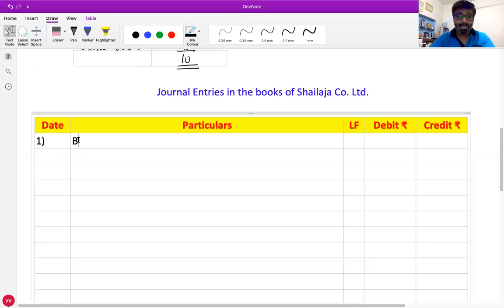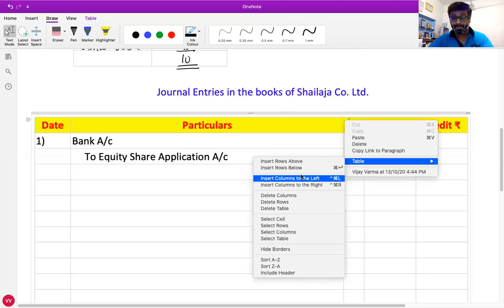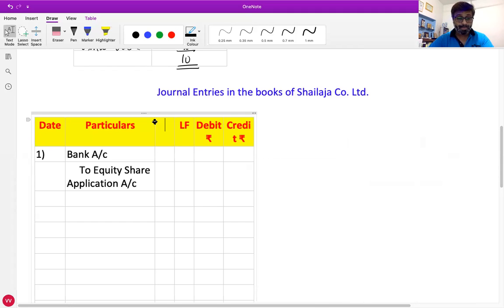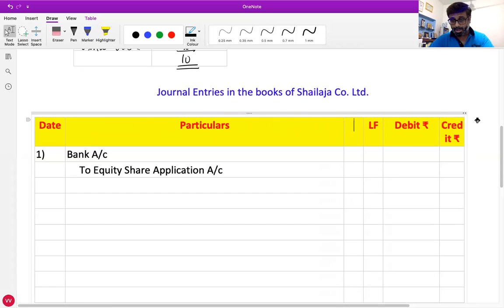Bank to share application. So all of you write on bank account debit to equity. All of you mention the word equity. Before the word share, you must write the prefix. Is it equity or preference? So to equity share application account. Okay, bank account debit to equity share application account. Did you all write that?